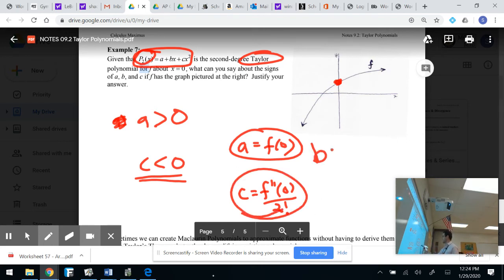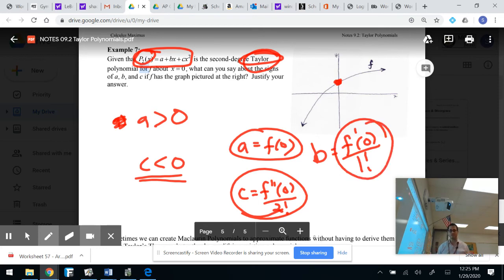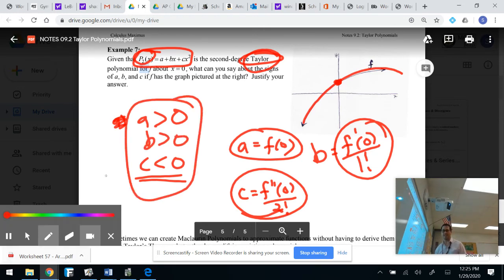Okay, well, then what the heck is B? I think B is the toughest of these, but if you think about how we get B in a Taylor or Maclaurin polynomial, that's how we get that coefficient. And f prime would simply be the slope. So what are the slopes of these guys? Well, this is always increasing, right? If that's always increasing, B would have to be greater than 0. Not too bad, right, class?